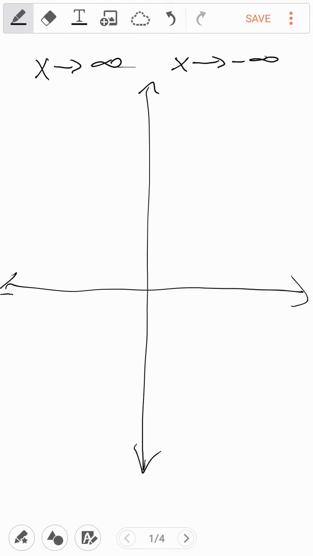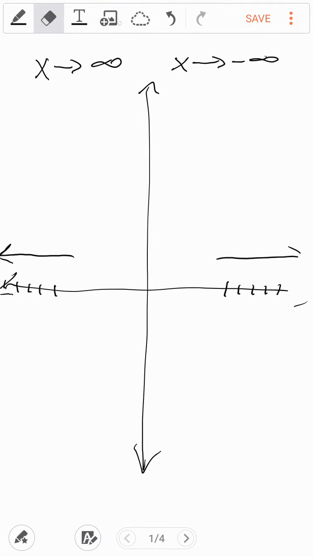So x approaches infinity would be on this side of the graph. This is saying x is getting larger and larger. So I'm moving towards the right. X approaches negative infinity would be on this side of the graph. This is saying x is getting smaller and smaller, or you can think of it as being more negative, so I'm on the left side of the graph.